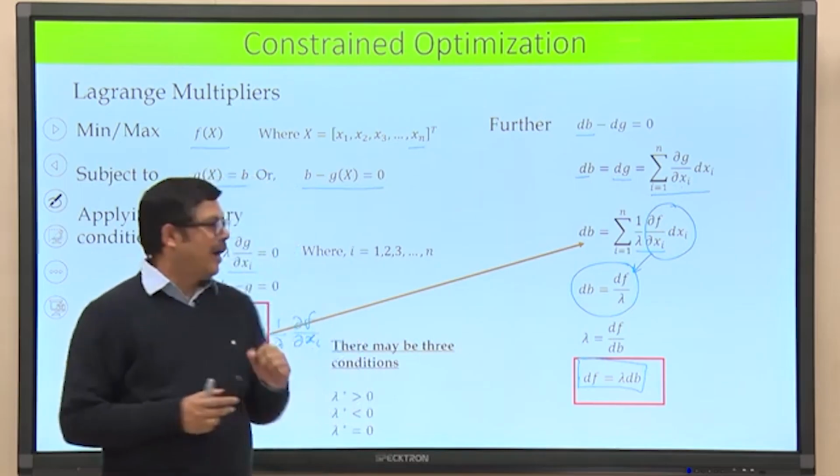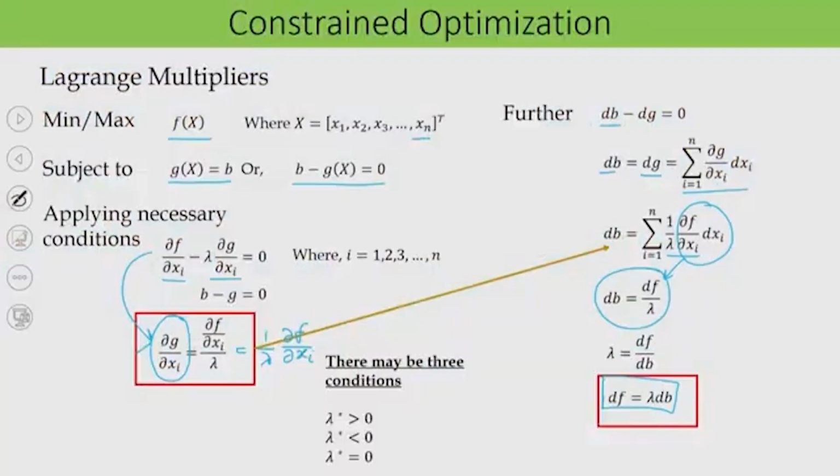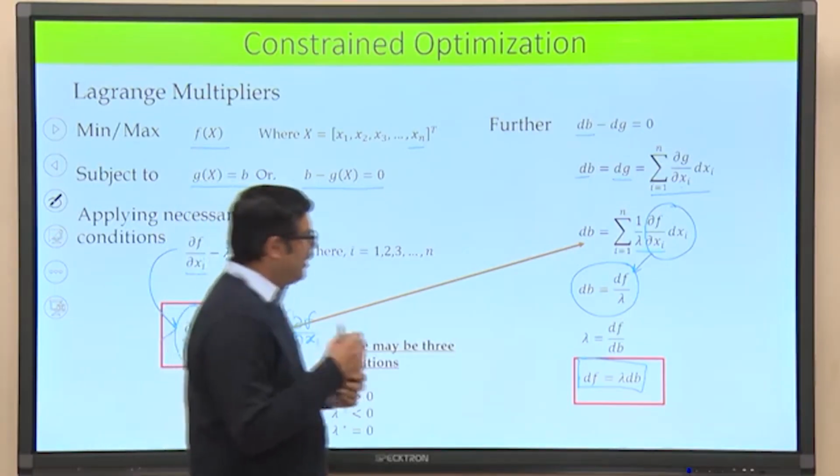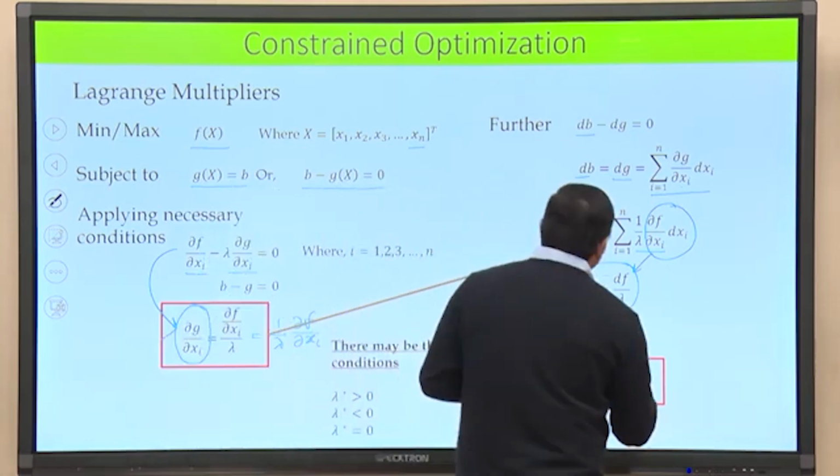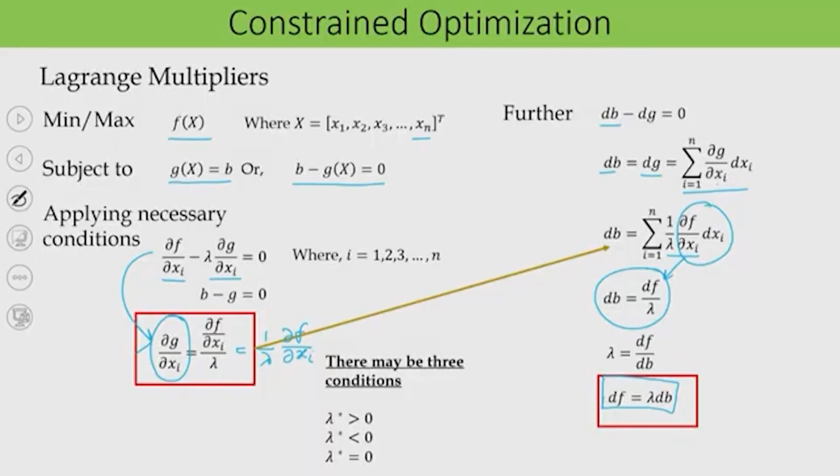Now, if you look at this relation, that is df equal to lambda dB, what does it mean basically? Lambda is telling how sensitive this constraint is. If lambda is 0, that means it does not have any impact. If there is a small change in the constraint, that is, you are either relaxing or tightening that constraint, it will not impact the objective function value.